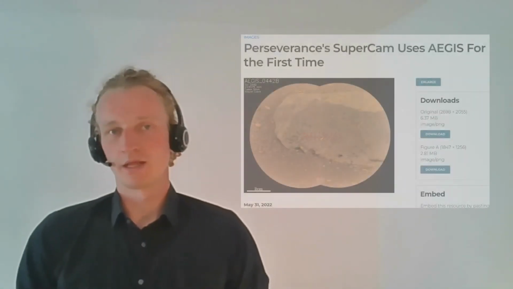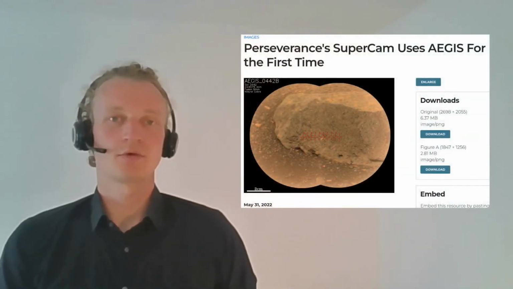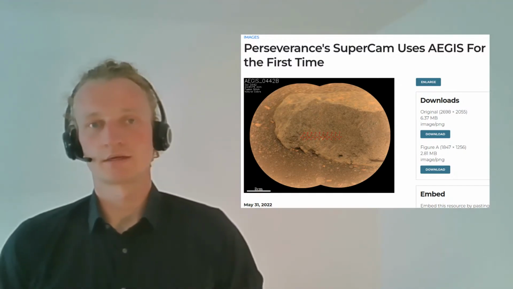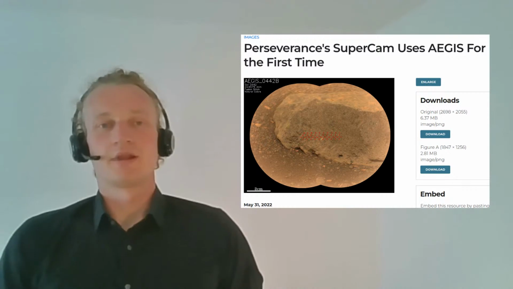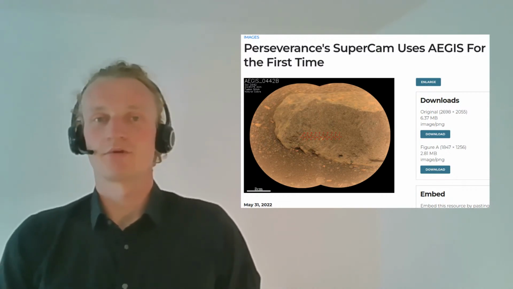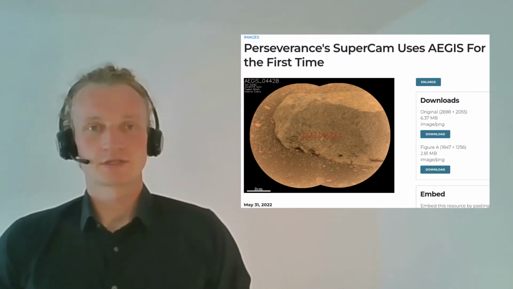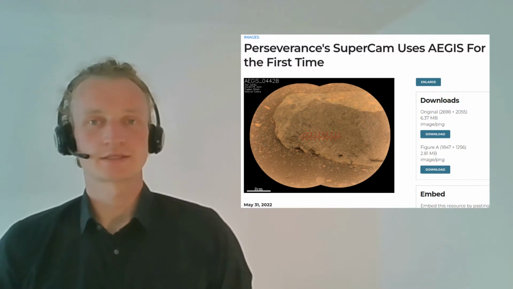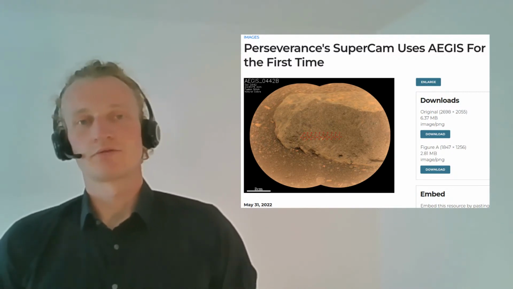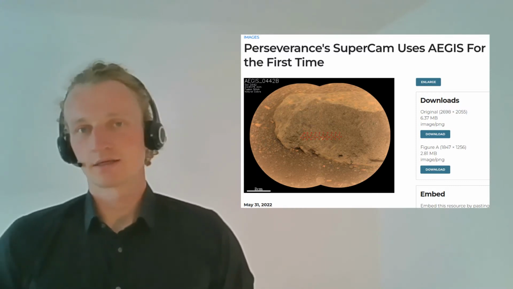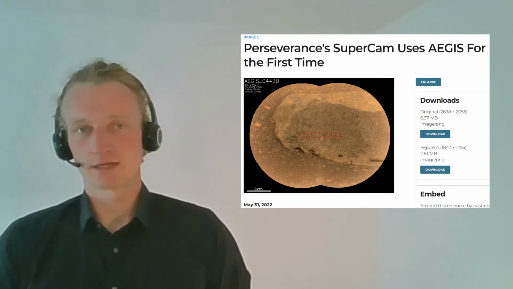As a motivation, I'd like to show you a press announcement from NASA. So the SuperCam of the Perseverance rover, which is the current rover of the NASA on Mars, used the Aegis system for the first time. Aegis stands for Autonomous Exploration for Gathering Increased Science. So an artificial intelligence which uses camera images for detecting and classifying rocks autonomously.